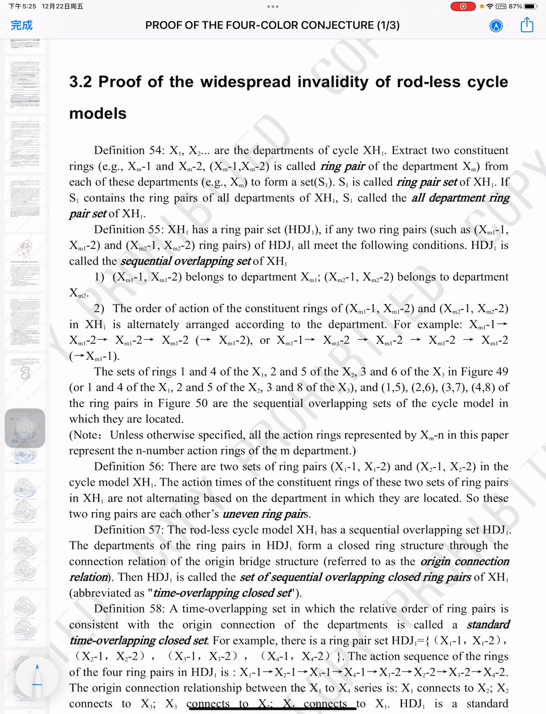Section 3.2 Proof of the widespread invalidity of roadless cycle models. Definition 54. X1, X2, and so on are the departments of cycle XH1. Extract two constituent rings, e.g., xm-1 and xm-2. xm-1, xm-2 is called the ring pair of the department xm. From each of these departments, e.g. xm, to form a set S1. S1 is called the ring pair set of XH1. If S1 contains the ring pairs of all departments of XH1, S1 is called the all department ring pair set of XH1.